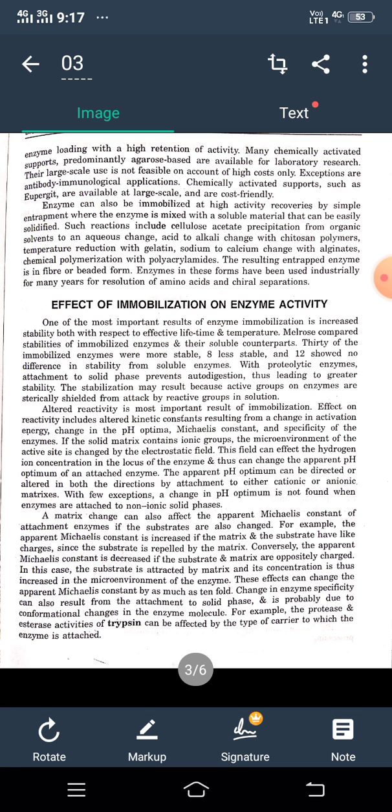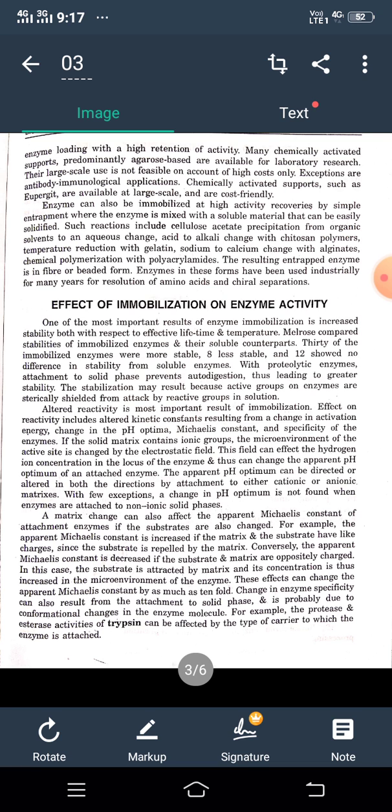Effect on reactivity includes altered kinetic constants resulting from a change in the activation energy, change in the pH optimum, Michaelis constant and specificity of the enzymes. If the solid matrix contains ionic groups, the microenvironment of the active site is changed by the electrostatic field. The field can affect the hydrogen ion concentration in the locus of the enzyme and thus change the apparent pH optimum of an attached enzyme.